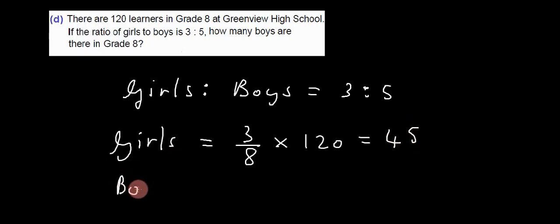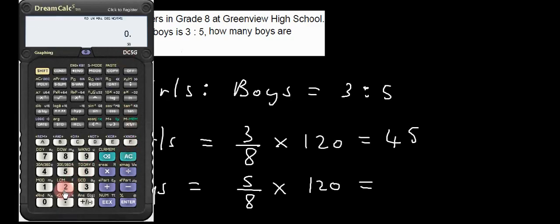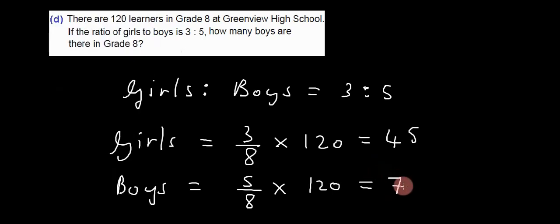Then the number of boys, we can of course take 45 and subtract it from 120. Or we can take 5/8. So 5/8 times 120. And we see that it comes to 75. So basically the answer is that there are 75 boys.